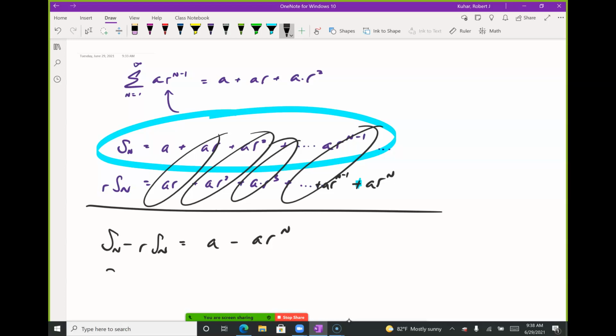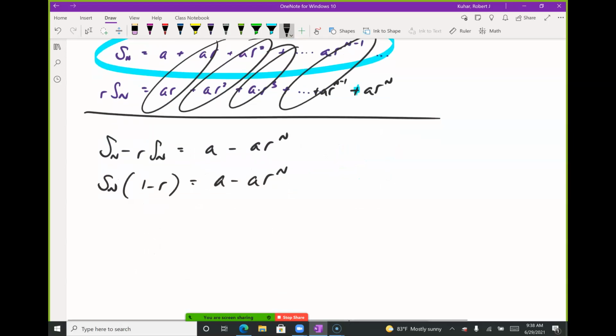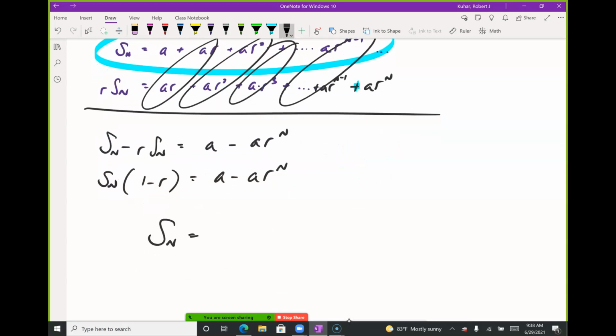I'm going to factor out an S sub n over here. So I get S sub n times 1 minus r equals a minus a times r to the n. And then I get my partial sum, which is a minus a r to the n over 1 minus r. And again, I can factor out an a there.